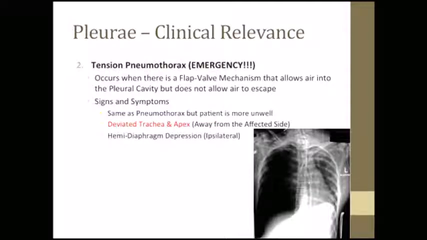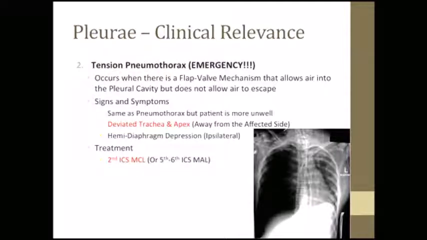And you have hemidiaphragm depression. So if you look at this chest x-ray, note that there's a bit of a depression of this hemidiaphragm here. It's not as high as on this side. And you can see the trachea has been deviated to the left side. That's here. So pneumothorax is here. And you can see that the blackness, which is basically the air in the lung, is represented in this chest x-ray as well. So the treatment for tension pneumothorax is in the 2nd intercostal space, mid-clavicular line.